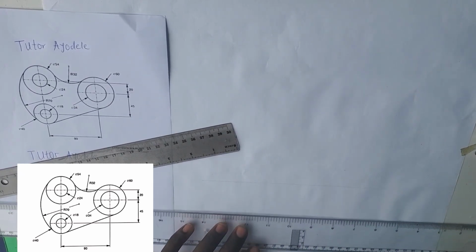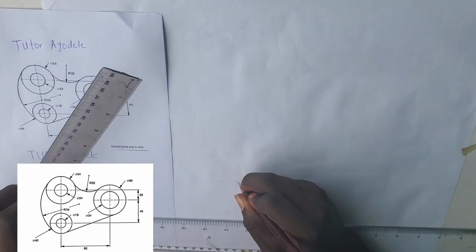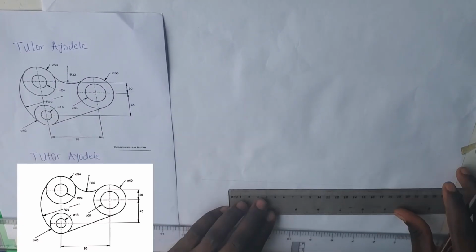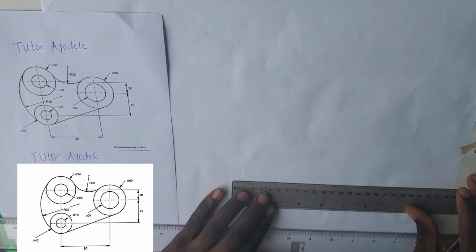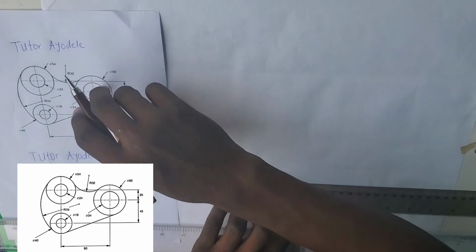So let's draw our line first, our reference line, which we are going to be using. Let's draw something like this. So you have this line. Now on it, just pick any point on that line. From here to here is 90. So mark 90. That is 0 to 9 centimeters, 90 millimeters. All dimensions are in millimeters.